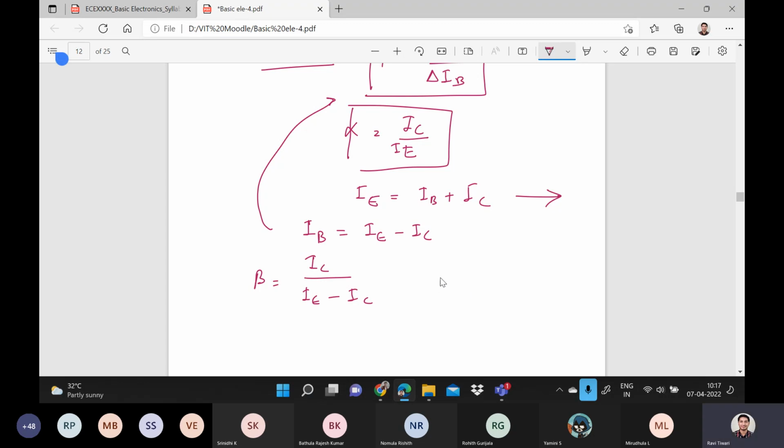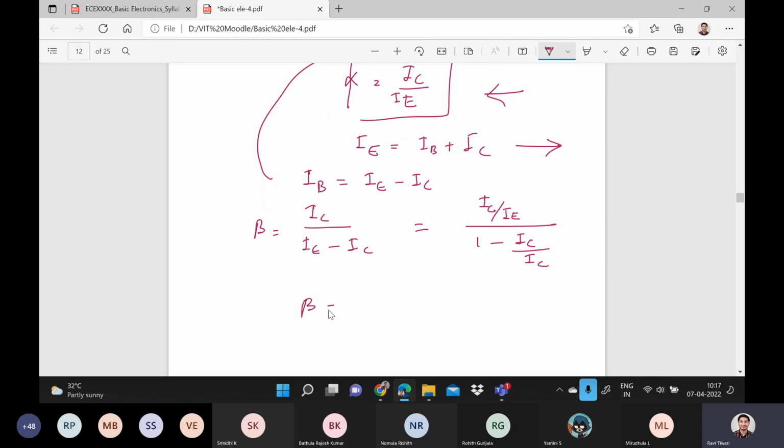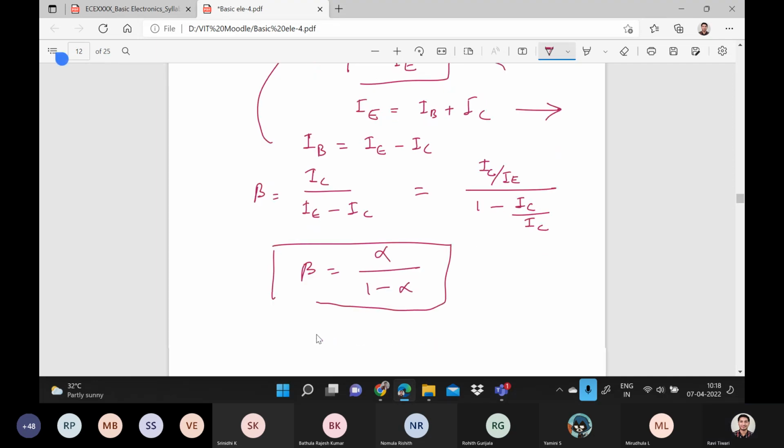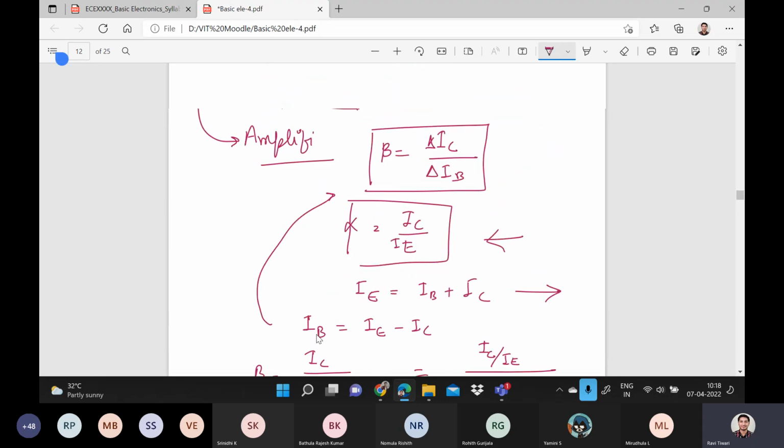So if you solve it further, you can also divide by IE. So IC divided by IE, over 1 minus IC by IE. And you know, IC by IE is what? Alpha. So you can also write beta is equal to alpha divided by 1 minus alpha. So that is the second formula.